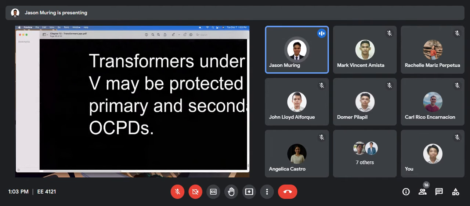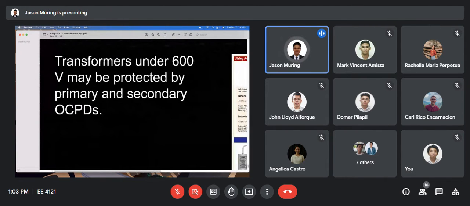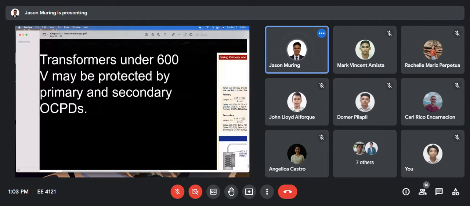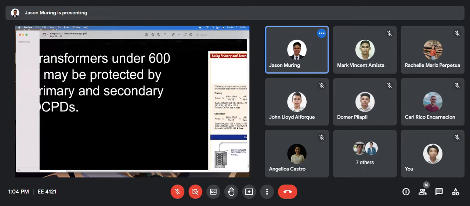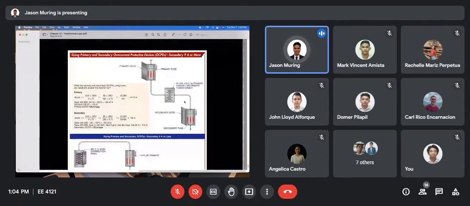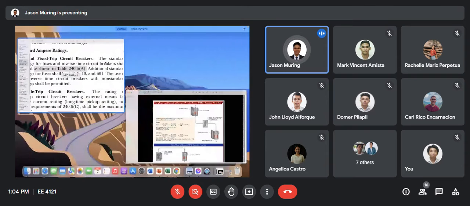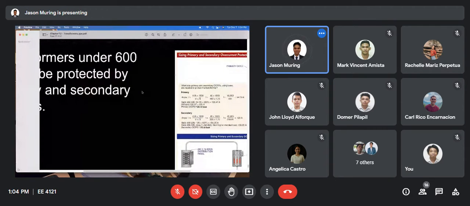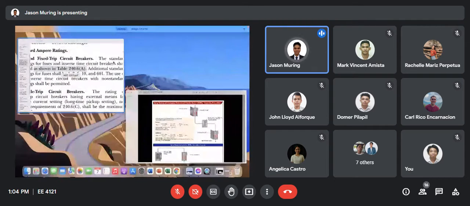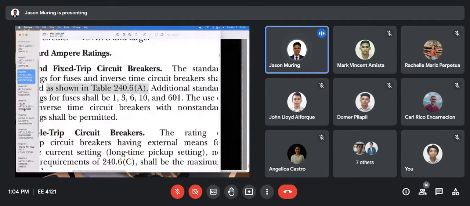Transformers under 600 volts may be protected by primary. So again, in this newer version of the electrical code, this is under 1000 volts now, may be protected by primary and secondary. Okay, so we have here two protections, both primary and secondary. So therefore, since this is again less than 600 or less than 1000, we use the same table.